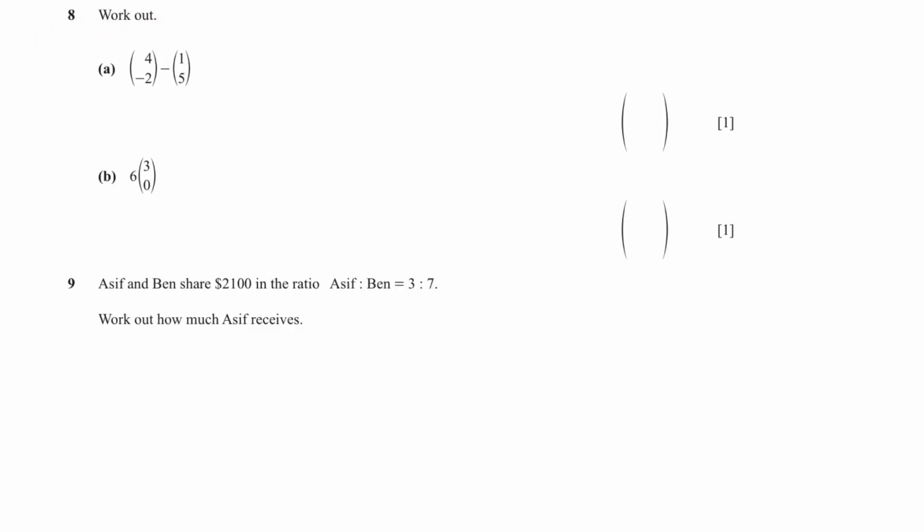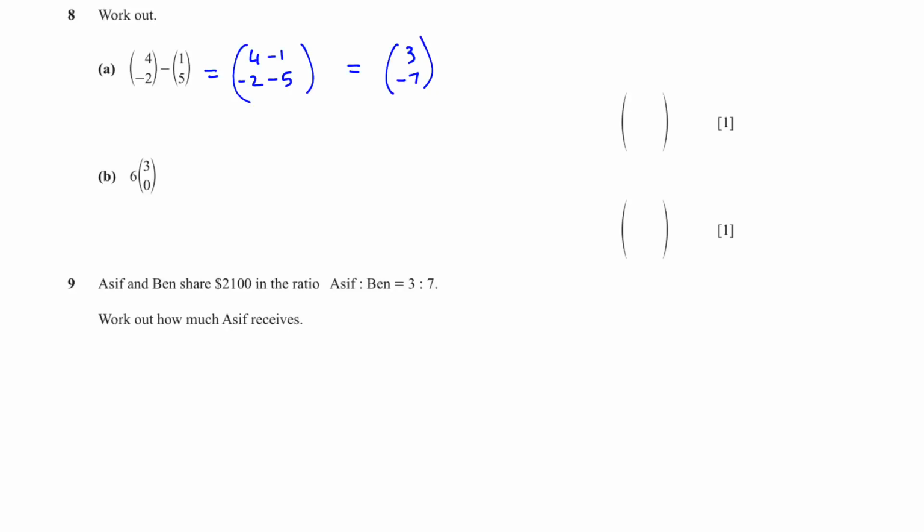Question number 8, work out. We have been given 2 column vectors, and when you want to add or subtract, we just subtract or add the top numbers. So this will give us 4 minus 5 minus 1 and negative 2 minus 5. We will get 3 and negative 7.